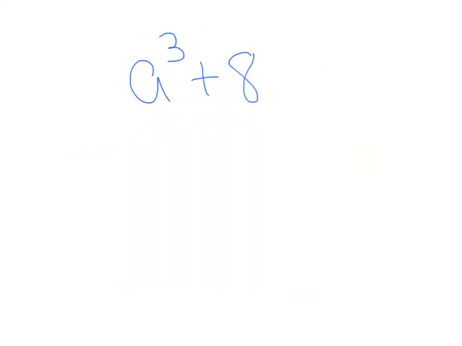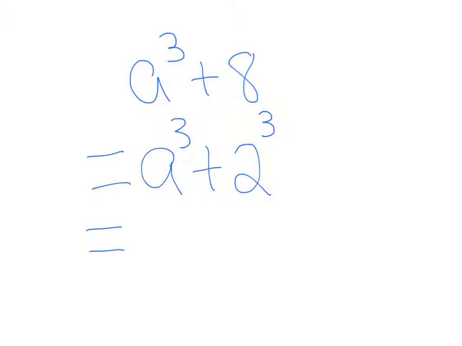The next few examples, we will look at how to factor the sum and difference of two cubes. In this example, we have the sum of two cubes. The reason being, the front term is a times a times a, and the back term is 2 times 2 times 2, or 2 cubed. Once I recognize this, and there is no GCF in this problem, I know that the sum of two cubes always factors to a binomial times a trinomial.